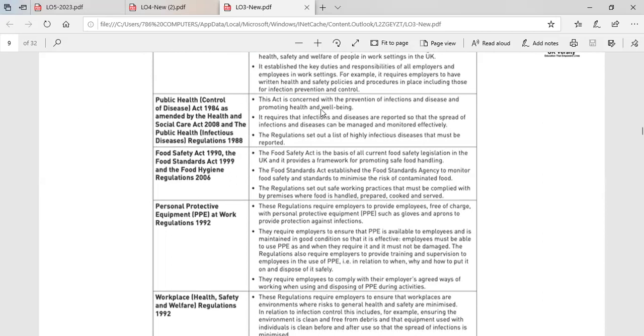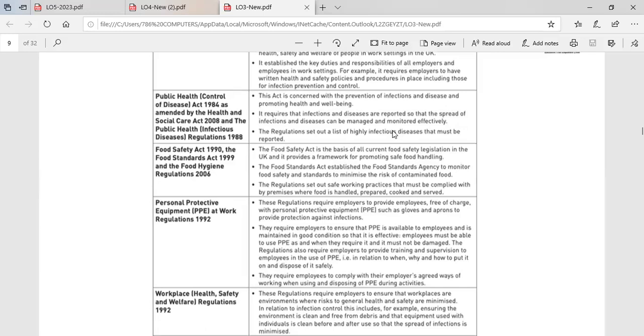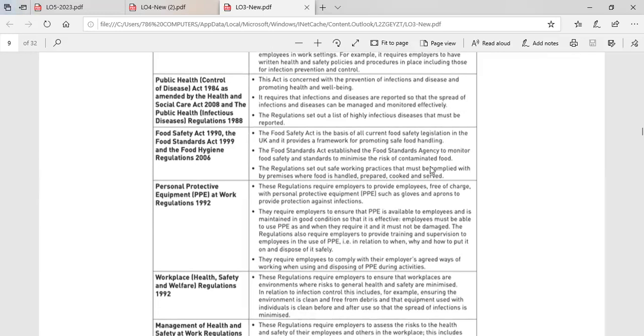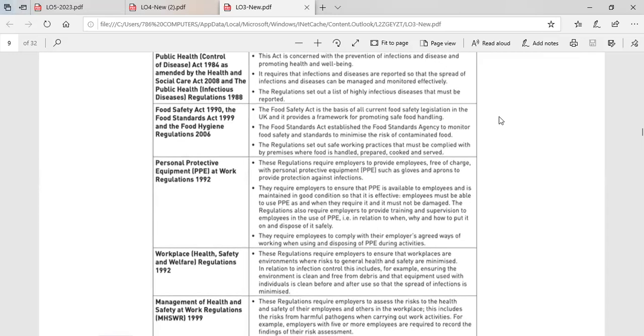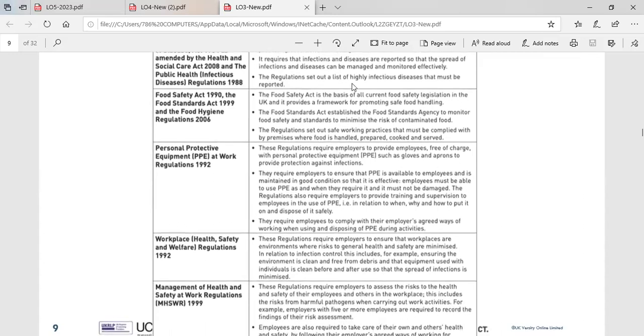So whenever you have a Public Health Control of Disease Act, it's going to be a global condition, or an epidemic condition, which would involve the public rather than just a few people. So it requires that infection and diseases are reported. Outbreak investigations are there, so the spread of infection and disease can be managed and monitored effectively and regularly. These regulations set out a list of highly infectious diseases. So there are some notifiable diseases that you will have to notify to the UK government agencies in order to mitigate them.